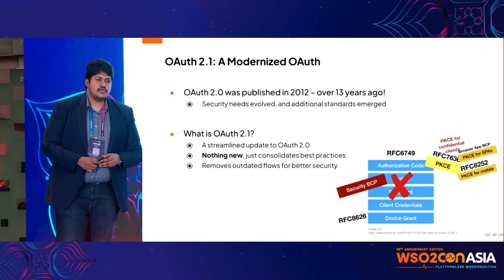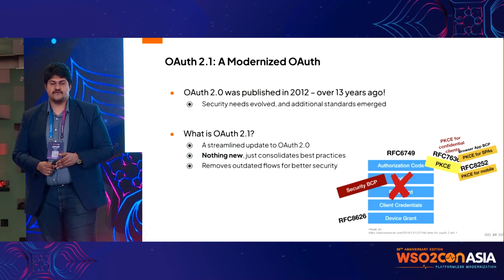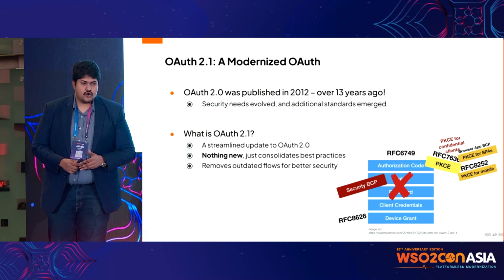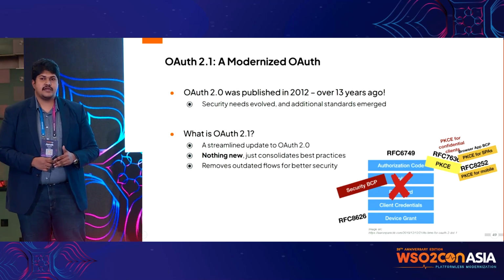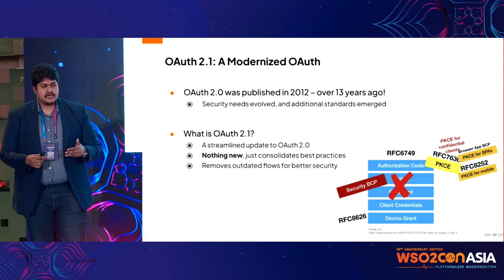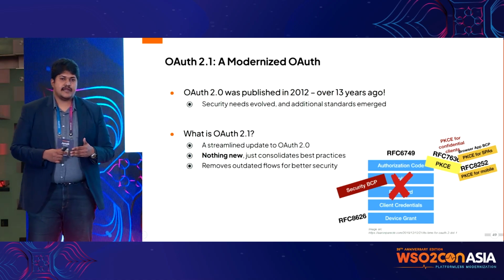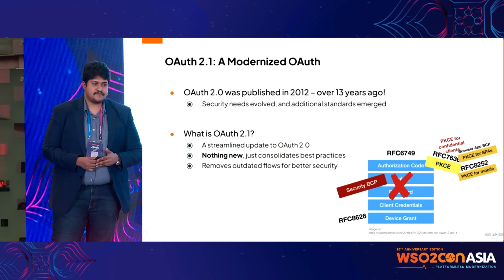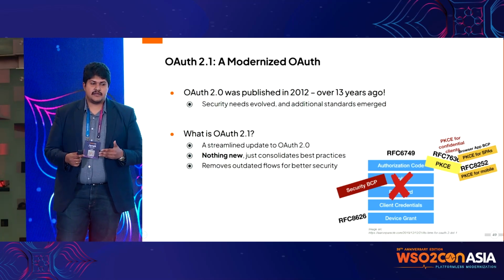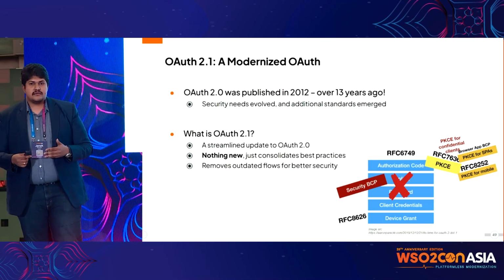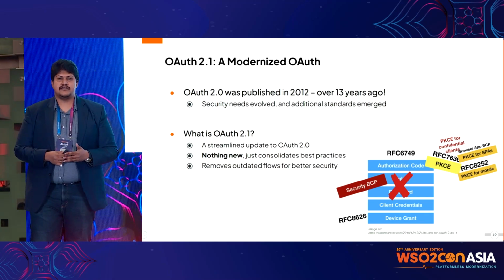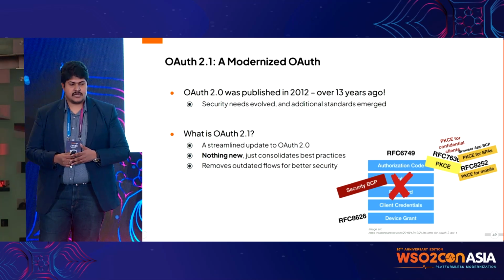Moving on, you all might have heard about OAuth 2.1. So what is OAuth 2.1? Like I mentioned in the beginning, OAuth 2.0 was published in 2012. That is over 13 years ago. Since then, security needs have evolved and additional standards have emerged. So OAuth 2.1 has nothing new. It's just a streamlined update for OAuth 2.0 with best current practices, and it is also removing some redundant flows, like the password grant.